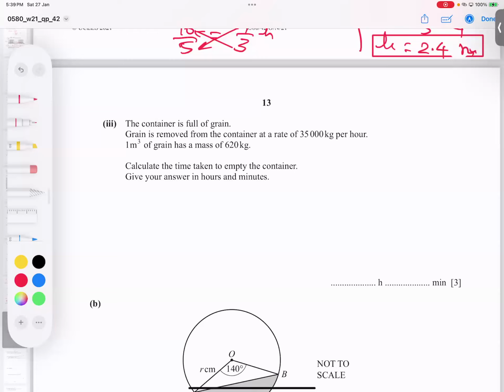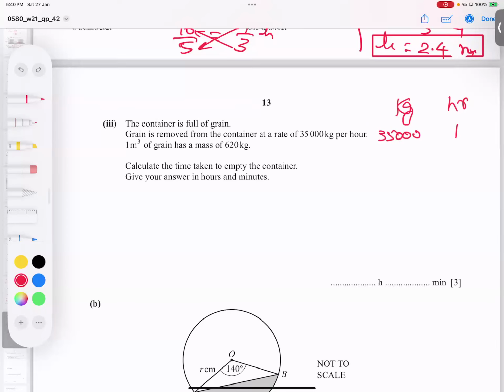Part number three. The container is full of grain, and the grain is removed from the container at a rate of 35,000 per hour. Repeat, how much is the rate of flow? 35,000 kilograms in 1 hour. So I will write here kilograms and here hour. So 35,000 kilograms flow in 1 hour. This is what it means, okay?